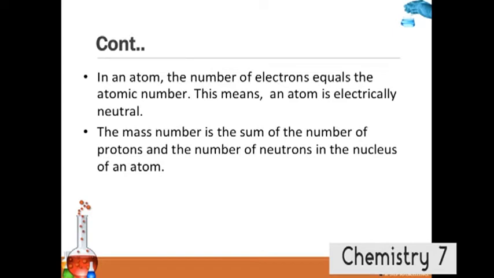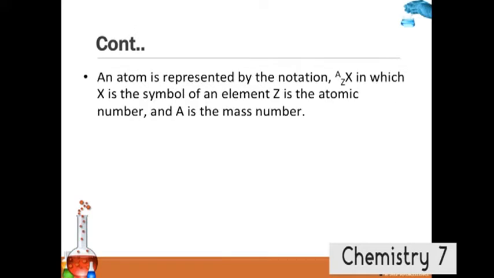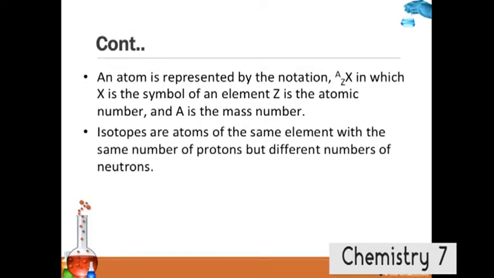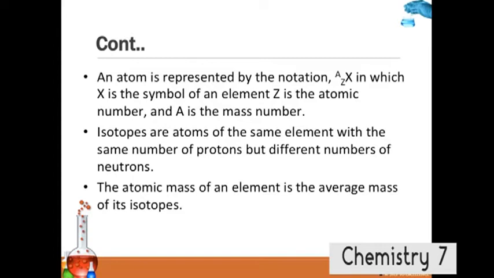The mass number is the sum of the number of protons and the number of neutrons in the nucleus of an atom. An atom is represented by the notation ᴬ_Z X, in which X is the symbol of an element, Z is the atomic number, and A is the mass number. Isotopes are atoms of the same element with the same number of protons, but different numbers of neutrons. The atomic mass of an element is the average mass of its isotopes.